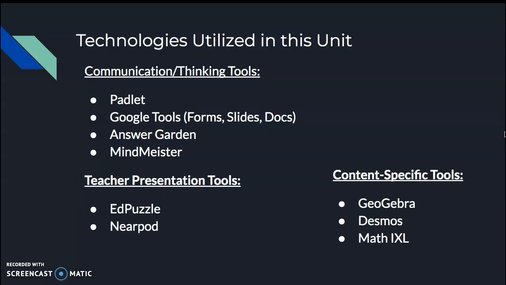So technologies we're going to utilize in this unit are going to be Padlet and Google Tools. So we'll be using Forms, Slides, and Docs. You might be using those to communicate with your group members as part of the performance task. I might be using them to share information and allow you to collaborate. So we'll be using Google Tools quite a bit. A tool called Answer Garden, which allows you to submit answers to questions. MindMeister, which is a mind mapping tool that also allows you to collaborate with one another, and we'll build a resource together.